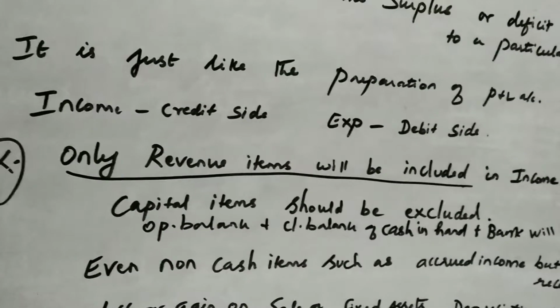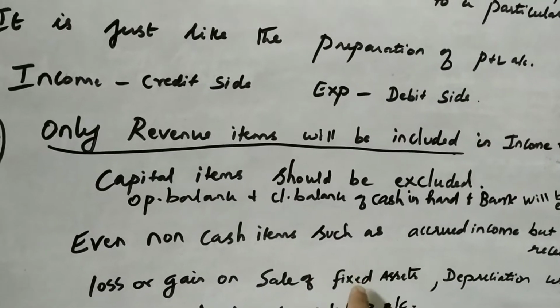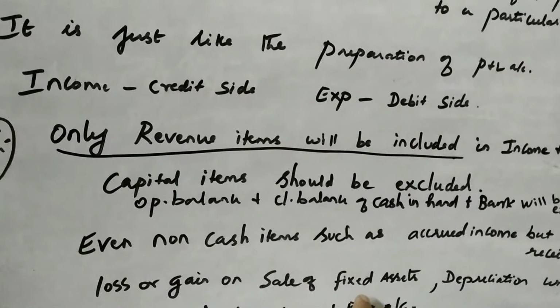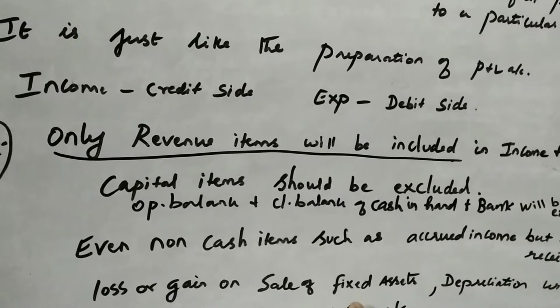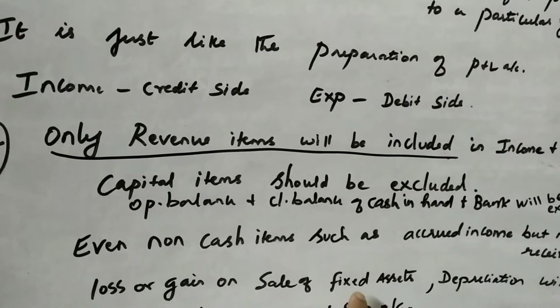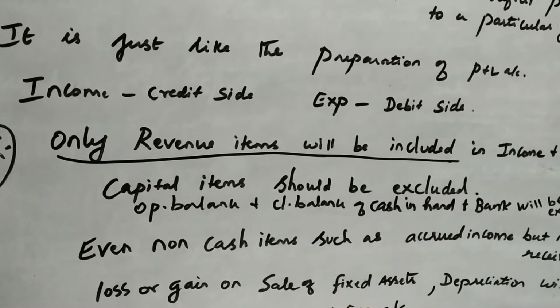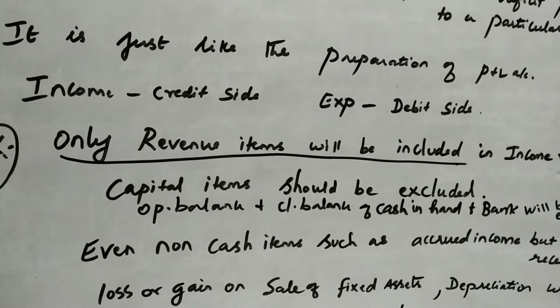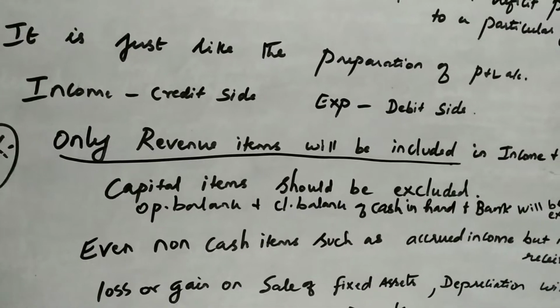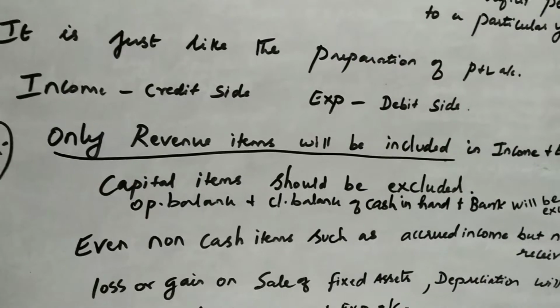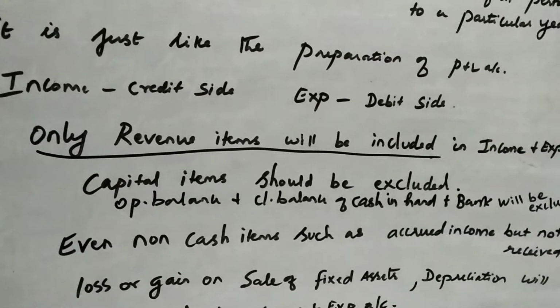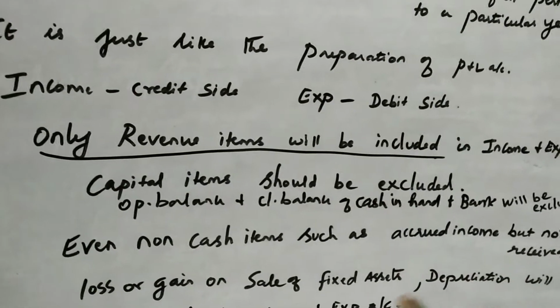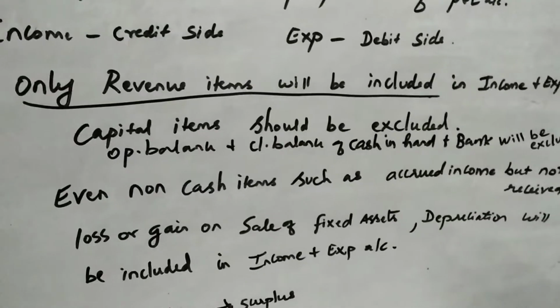Then loss or gain on sale of fixed assets will be shown in the income and expenditure account. Loss on sale of fixed assets will be shown on the expenditure side, whereas gain on sale of fixed assets will be shown on the income side. And depreciation will be shown on the expenditure side.